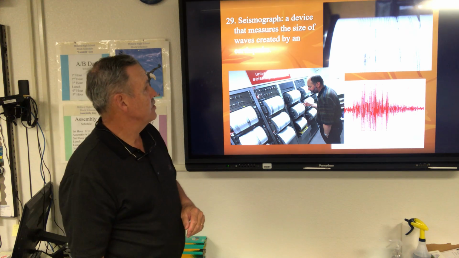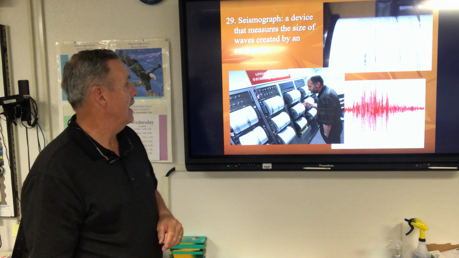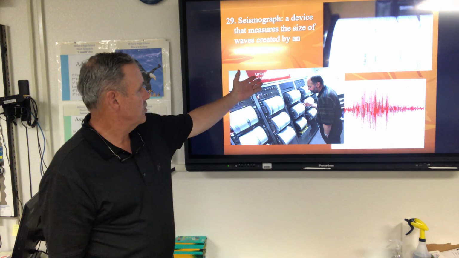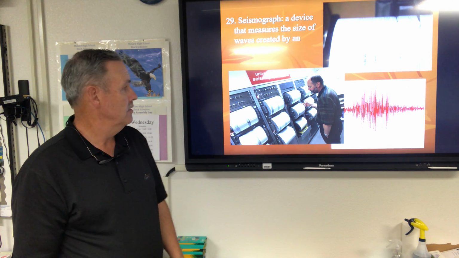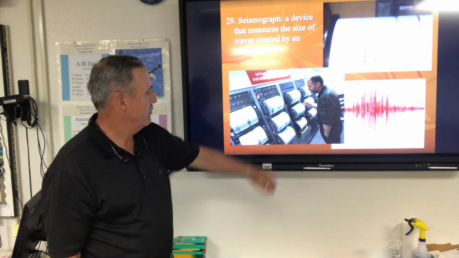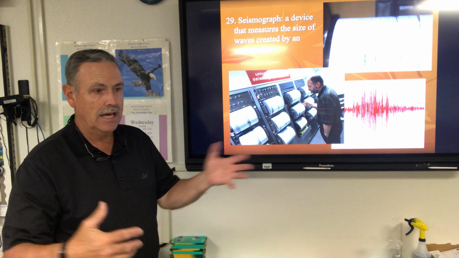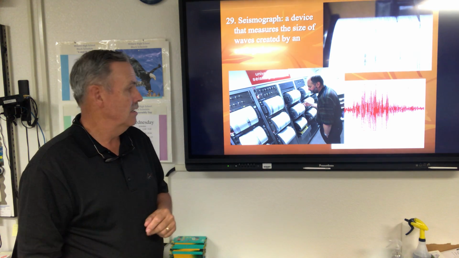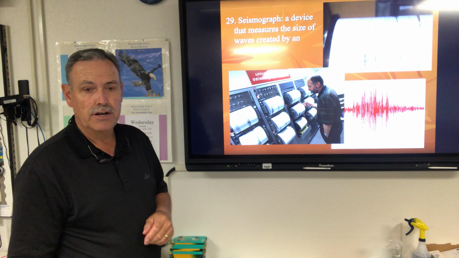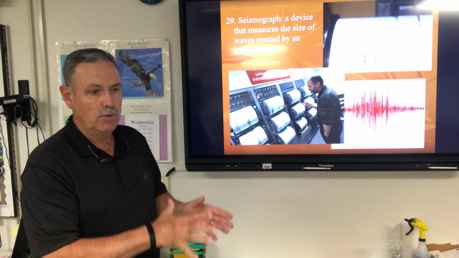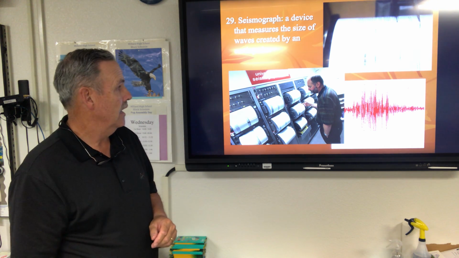Seismograph, a device that measures the size of a wave created by an earthquake. This picture is taken from the University of Utah, and you can see the seismograph machine. So they have sensors out in different areas, and it will pick up those vibrations in those different areas when they have even small shakes that can happen.